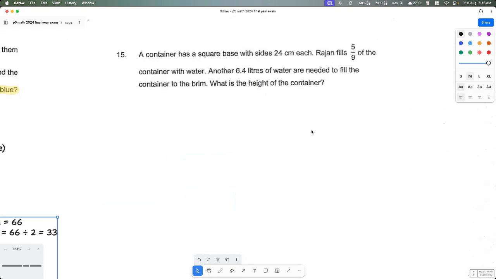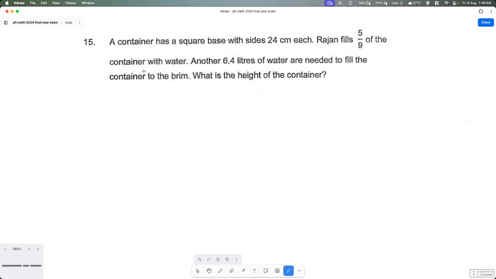Question number 15. A container has a square base with sides 24 centimeters each. Rajan fills 5/9 of the container with water. Another 6.4 liters are needed to fill the container to the brim. What is the height of the container?